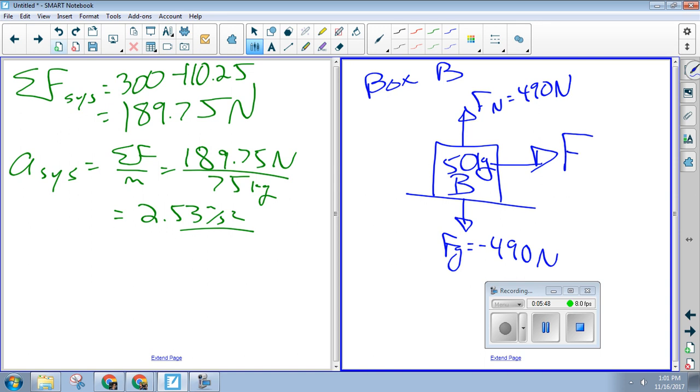So this is the force on box B by box A. Is it 300 newtons? No. Because this is a little bit sloppy, but some of the 300 newtons got used by the little box. And box B sort of gets the leftovers. Okay? Not exactly, but we don't know that force. That's what we're trying to find.